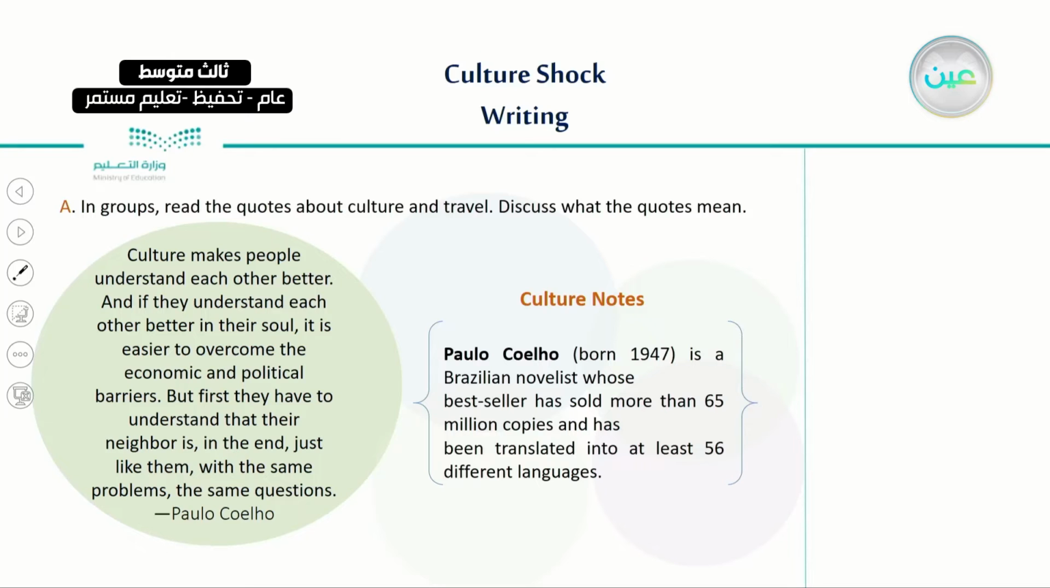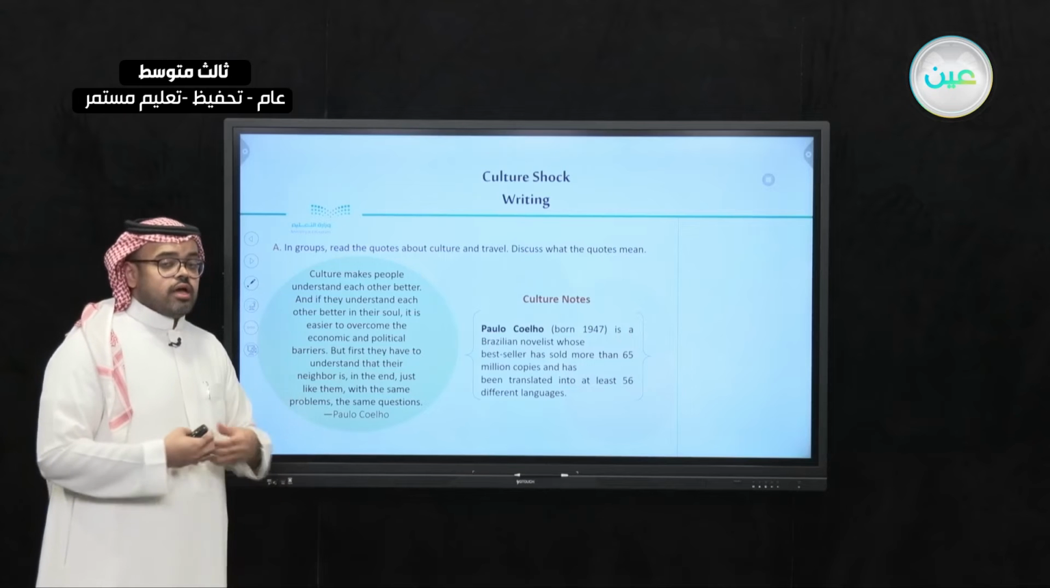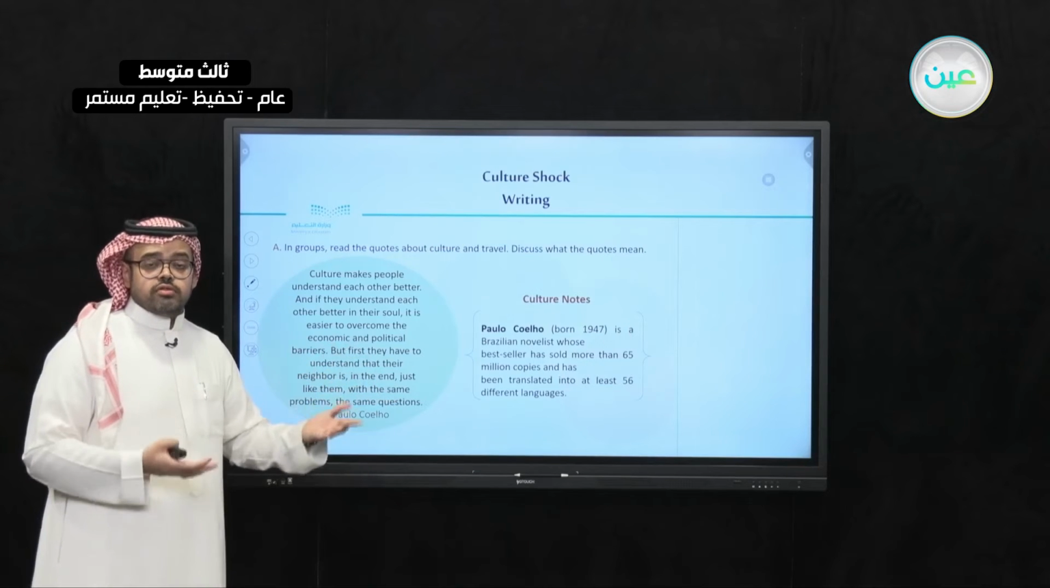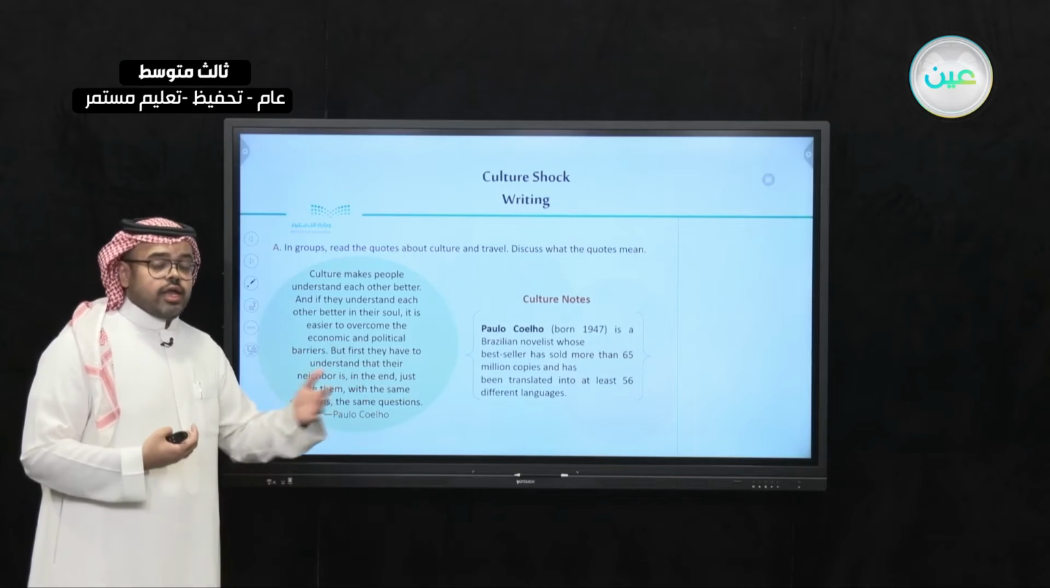He said that culture makes people understand each other, and if they understand each other, it is easier to overcome the economic and political barriers. But first, before all of this, they have to understand that their neighbor is in the end just like them, with the same problems and the same questions. So what does he want to say here is that we need to accept changes. We need to accept differences between us and people in different countries. Not only this, even between us and our neighbors.